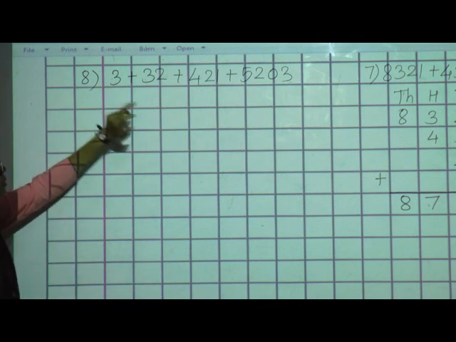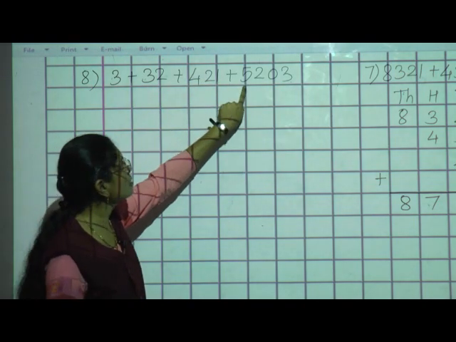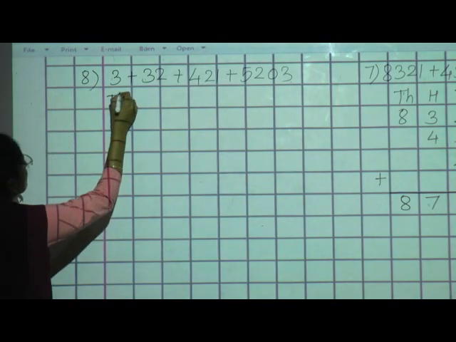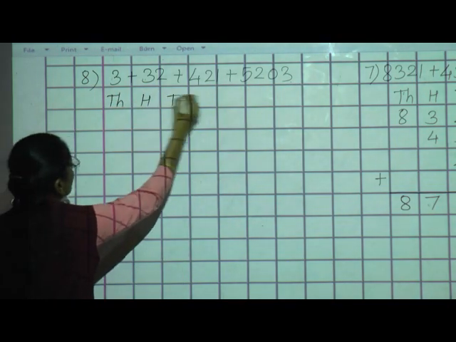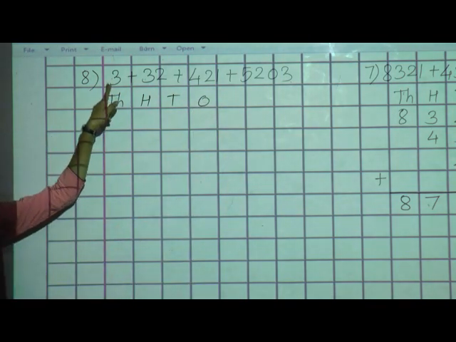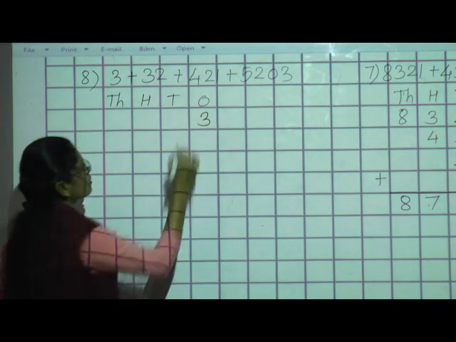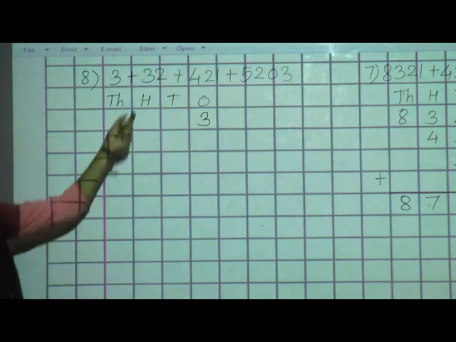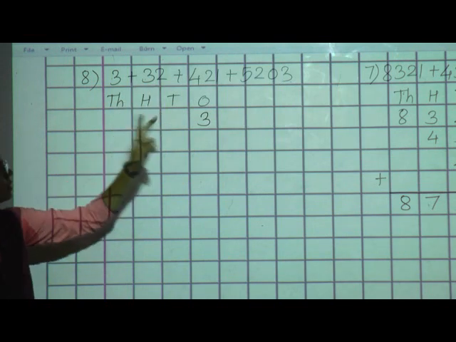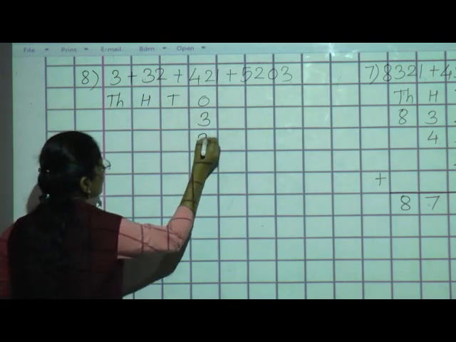This is a 1 digit number, this is a 2 digit number, this is a 3 digit number, and this is a 4 digit number. Okay. So thousands, hundreds, tens and ones. Now see the first number, 3. It is only a 1 digit number. So 3 ones. So at the ones place we will put 3 only. Okay. Now see the other numbers. Next number, that is 32. It is a 2 digit number. So how many ones are there? Here 2 ones are there. So we will write here 2.